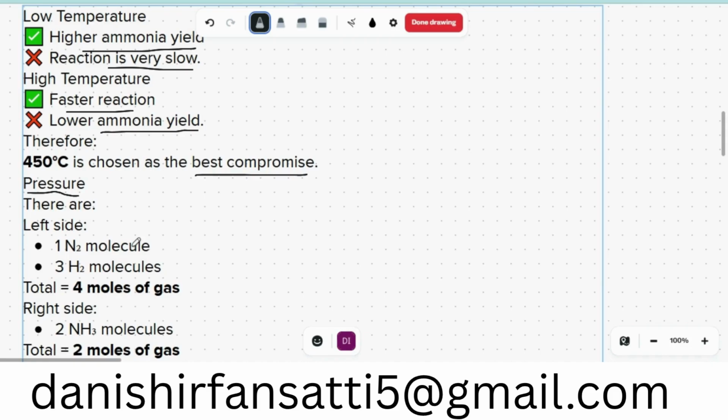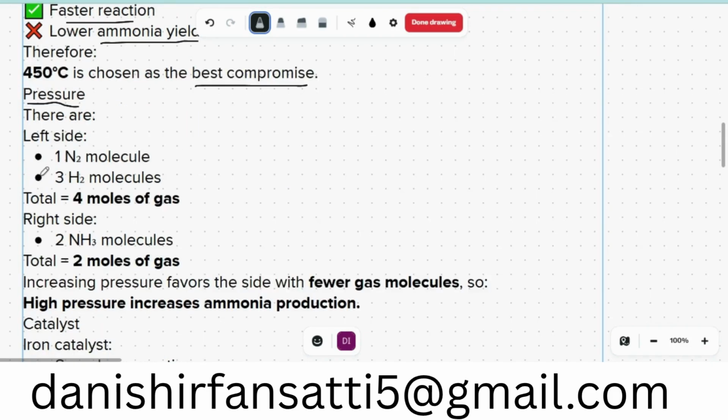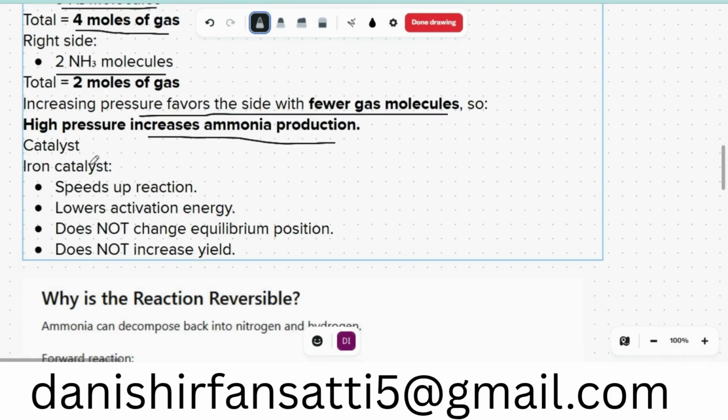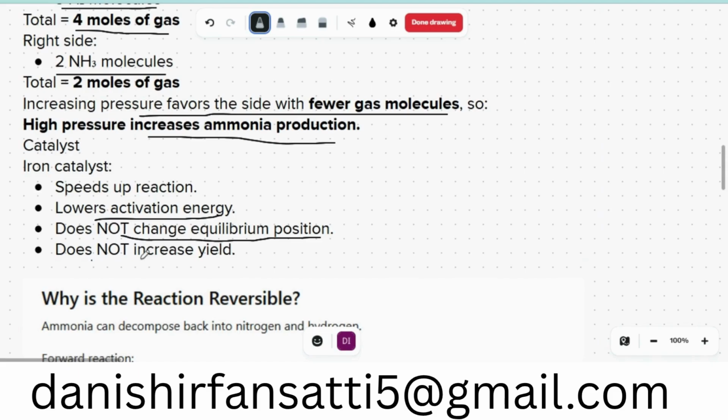Pressure: there you can see 1 mole of nitrogen and 3 moles of hydrogen, so total 4 moles of gas. The right hand side just has 2 moles of ammonia. So increased pressure favors the side with fewer gas molecules. So higher pressure increases ammonia production. Catalyst: iron speeds up the reaction and lowers activation energy. We have talked about this in the previous topic. It does not change the equilibrium position and does not increase yield, it just speeds up the reaction.